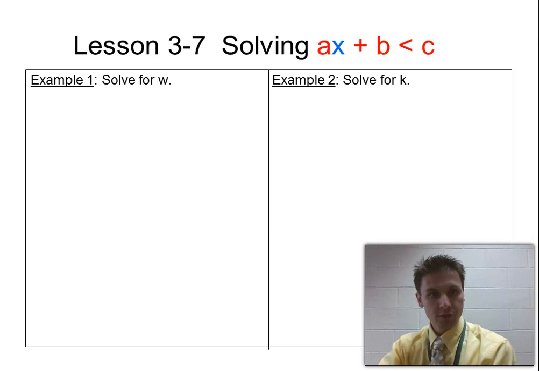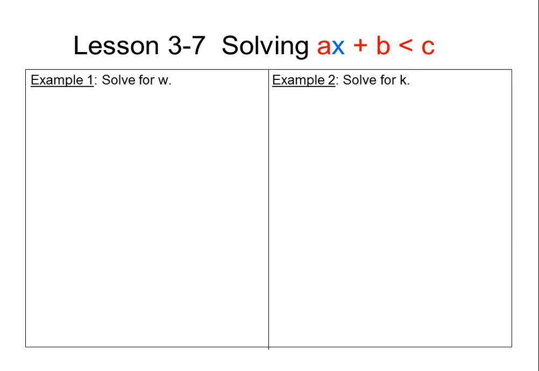So first example, we're going to solve for w, and with an inequality it's just like solving an equation. The only difference is that we have an inequality symbol here instead of an equal sign. So the process of solving for w is going to be exactly the same as if this was an equal sign. The only difference is that the values for w are many things as opposed to just one. But our process will be just the same, and we'll talk about that here momentarily.